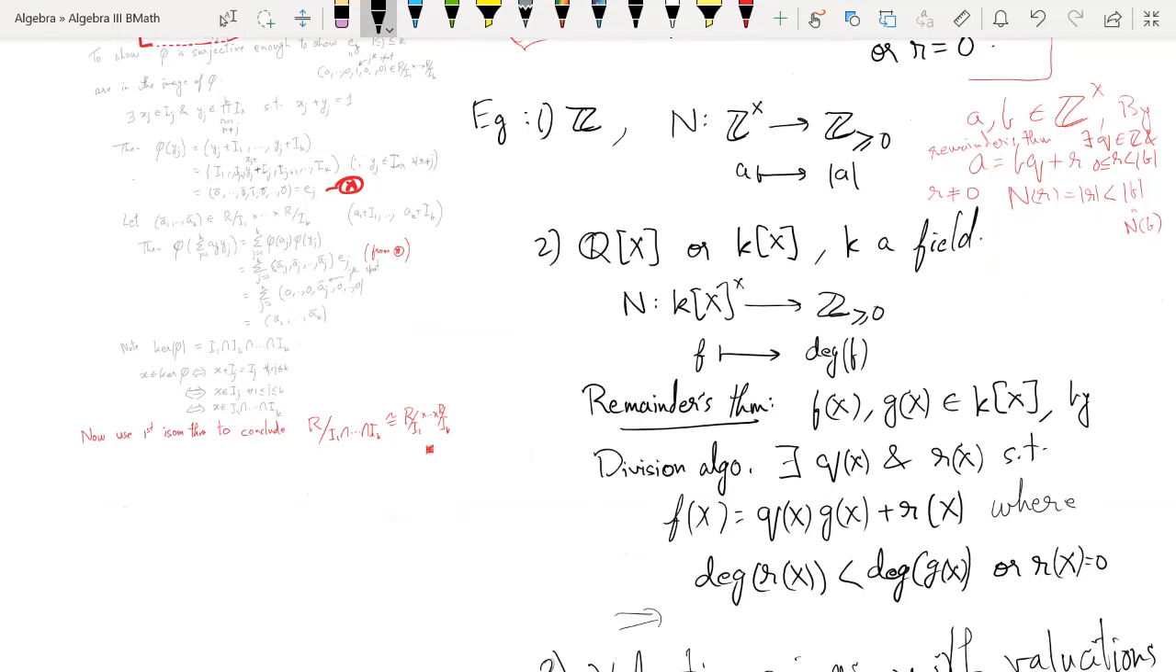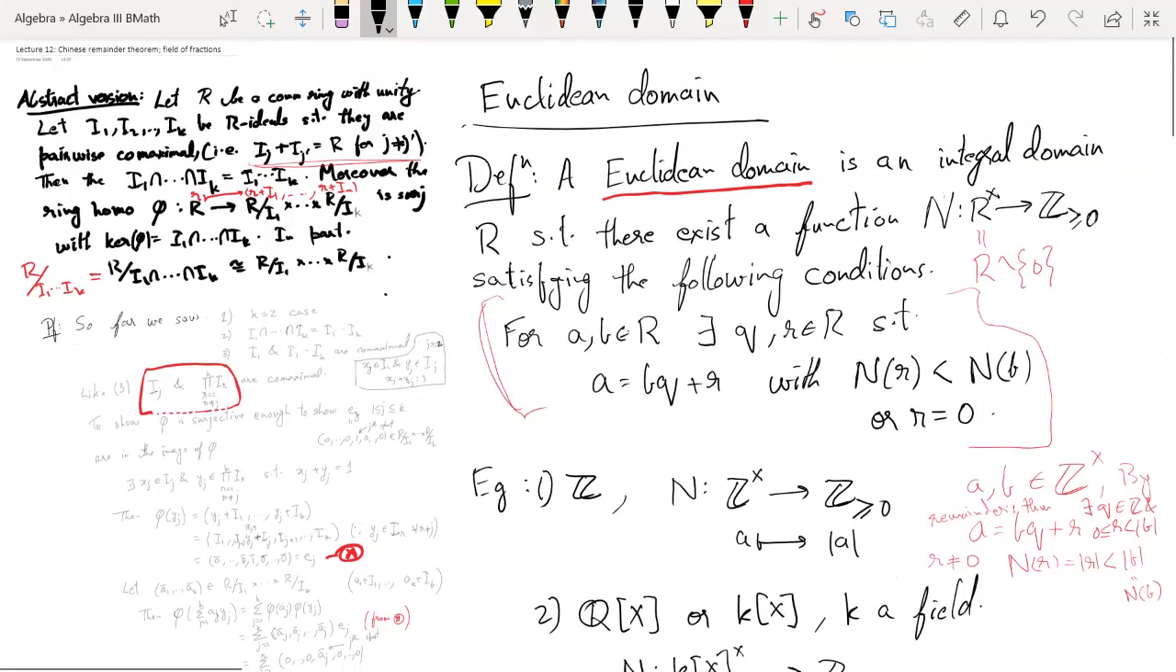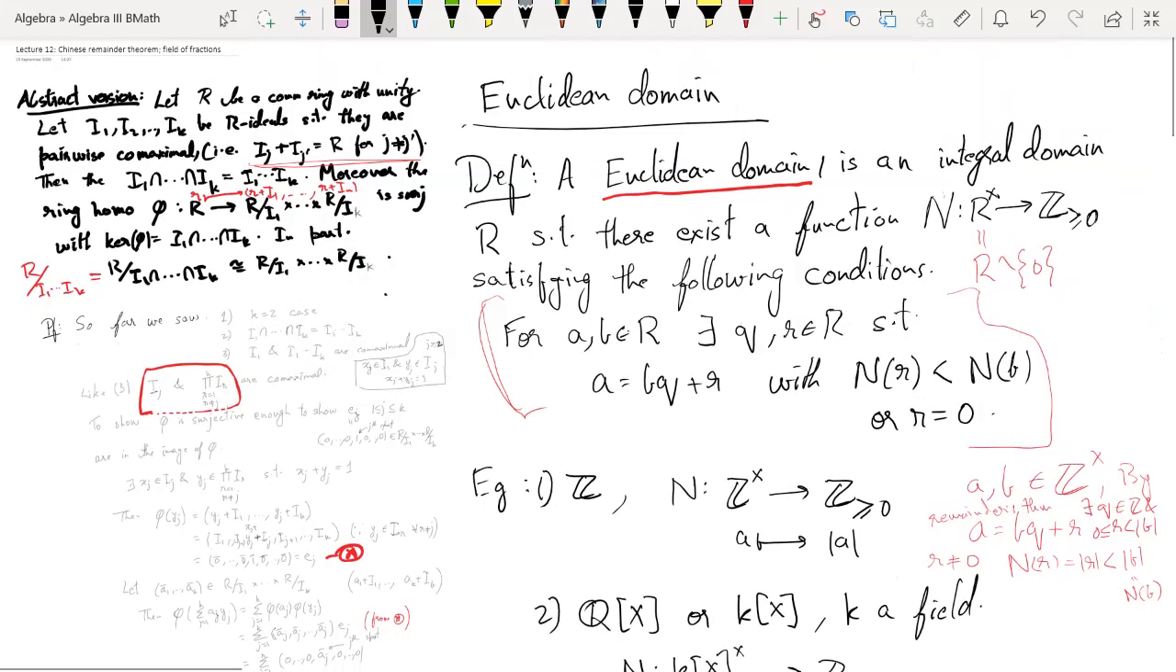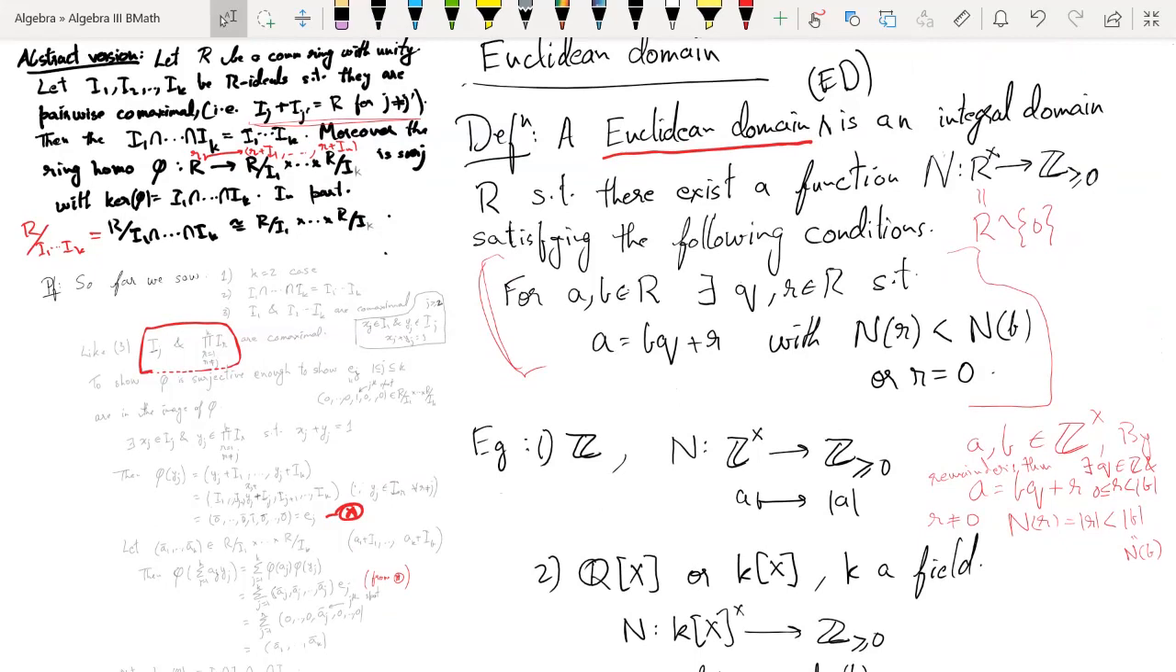So this implies that N is a Euclidean norm. Maybe I should call this N a Euclidean norm in the definition as well. And K[x] is a Euclidean domain, so I'll abbreviate it ED. Let's make this a little fatter. So this is abbreviated as ED, and N will be called Euclidean norm.